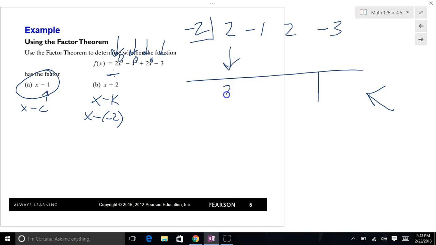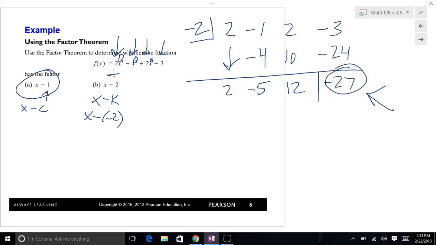We drop our 2 straight down. We take that 2 and multiply it by the negative 2 in the box. 2 times negative 2, negative 4. Then we take the negative 1, subtract the 4, and get negative 5. Negative 5 times negative 2 is 10. 2 plus 10, 12. 12 times negative 2, negative 24. Negative 3 minus 24, negative 27.